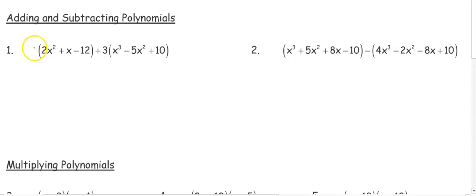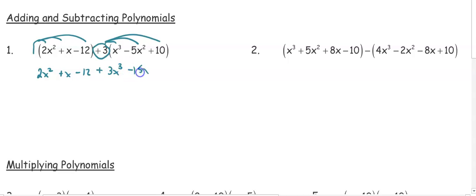So in the first parenthesis, if nothing's there, that's a 1, so everything stays the same, 2x squared plus x minus 12. In the second one, we have a positive 3 that we are going to distribute everywhere. So we get plus 3x cubed minus 15x squared plus 30. So now we need to combine like terms.